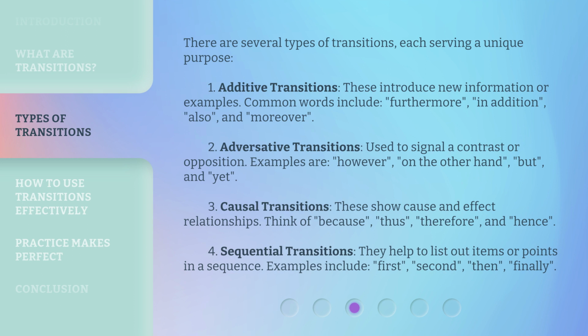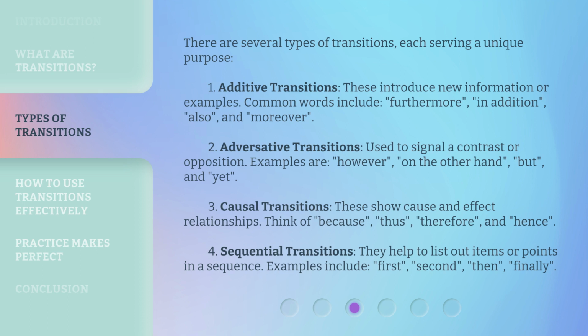1. Additive transitions. These introduce new information or examples. Common words include furthermore, in addition, also, and moreover. 2. Adversative transitions. Used to signal a contrast or opposition. Examples are however, on the other hand, but, and yet.